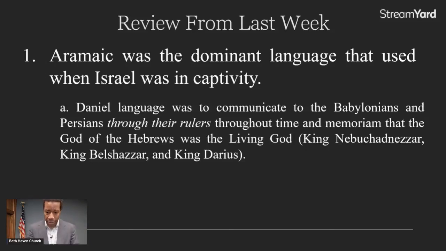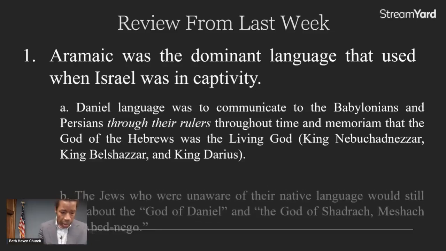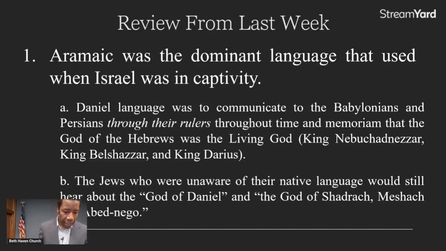Throughout time and memoriam, that the God of the Hebrews was the living God, that is King Nebuchadnezzar, Belshazzar, and King Darius, those kings that are mentioned throughout the book of Daniel. The Jews who were unaware of their native language would still hear about the God of Daniel. We read after a generation has passed that they've assimilated into Babylon. They know the language, they know the customs, and they're probably not aware of the Hebrew language, at least not as frequently as they were with the generation before them.